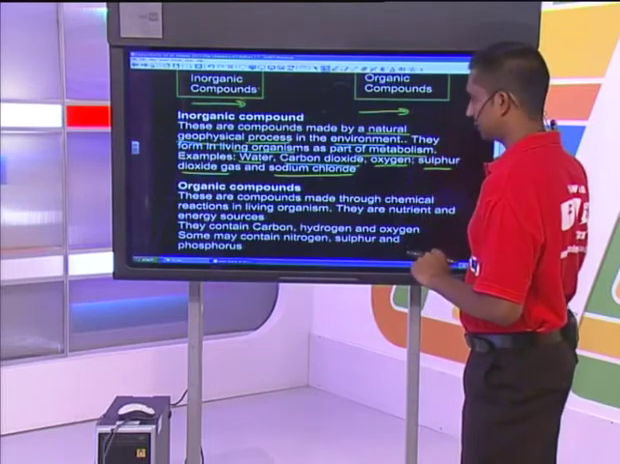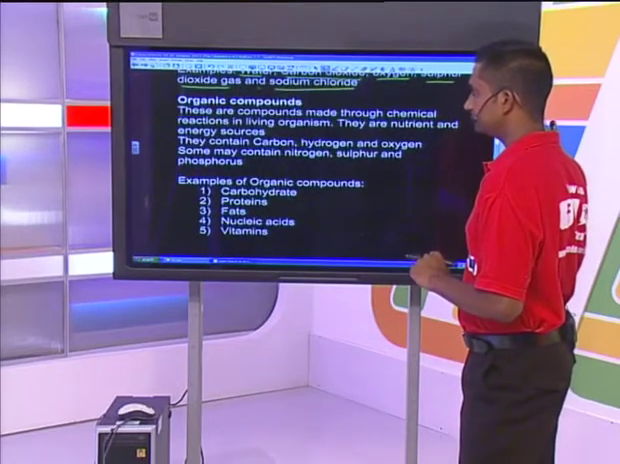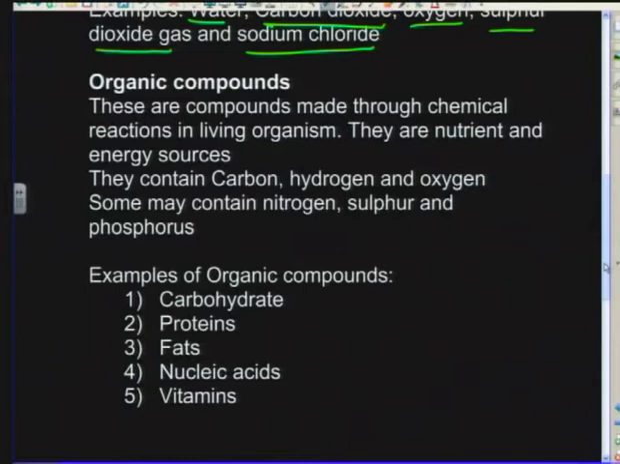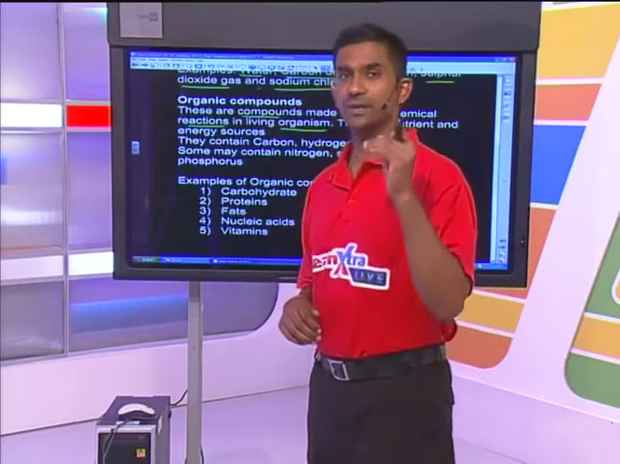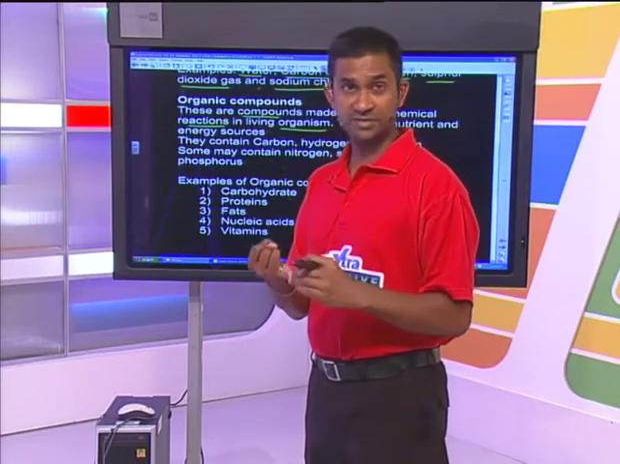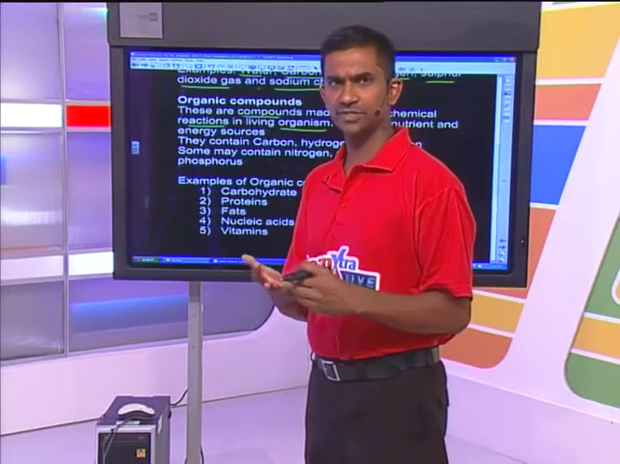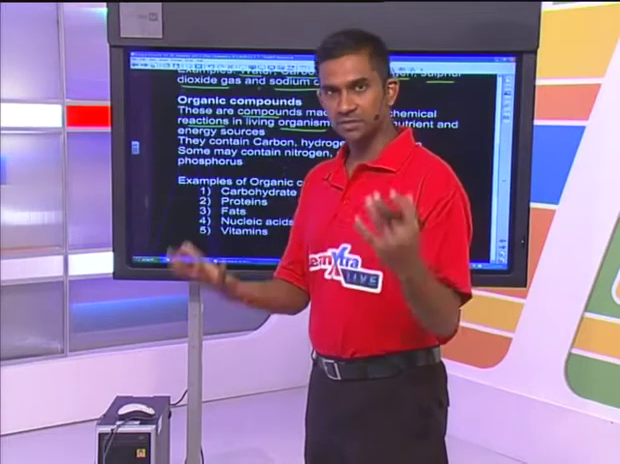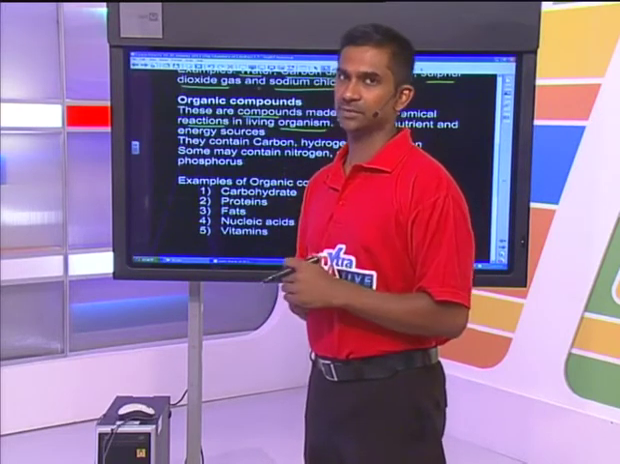So let's look at the definition of an organic compound. An organic compound is a compound that is made through a chemical reaction in a living organism. And that's very important, guys. Organic molecules are produced through a biological process. If we think of biological processes, we refer to photosynthesis and respiration. We know that plants carry out photosynthesis. That is a biological process.